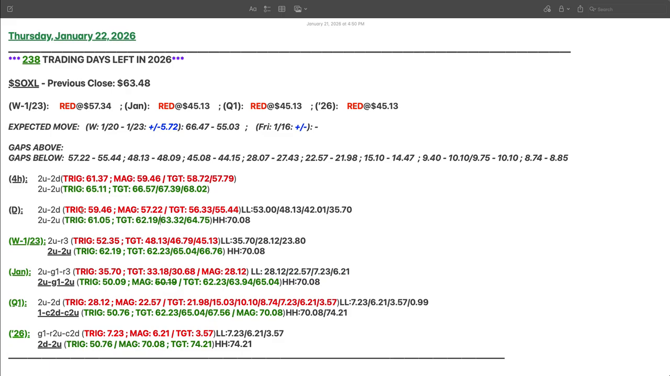There we go. All right. So on the upside, on the day chart, if we go to the 2 up on the day, meaning we go higher than Wednesday's high, that triggers at 61.05, and we've got targets to 62.19.